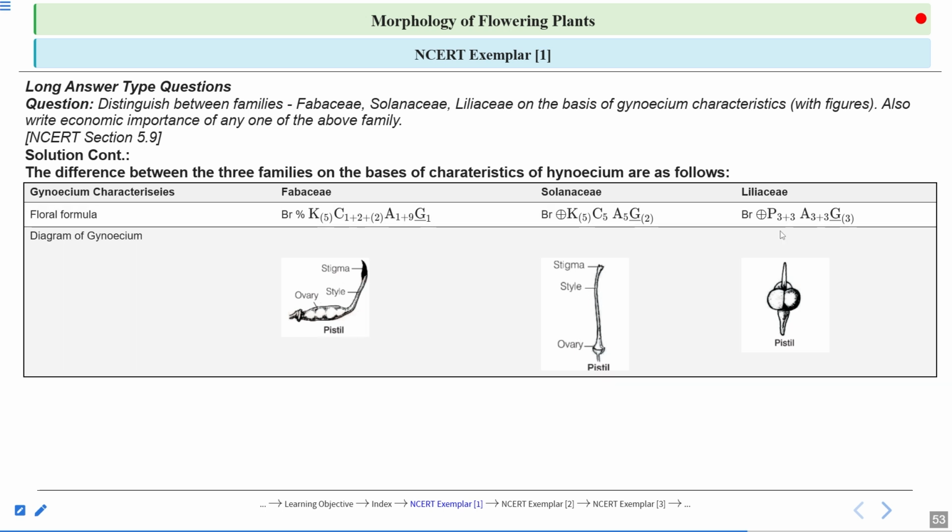You can see Liliaceae, bracteate, actinomorphic, perianth. Here they found perianth, not the calyx and corolla. They are fused together. In the flower where you see the perianth, it means that the calyx and corolla got fused. So P3 plus 3, 2 whorls of the perianth. Androecium 3 plus 3, and gynoecium, you can see this is the tricarpellary ovary showing the axile placentation. This is the figure of the pistil in the case of Liliaceae.